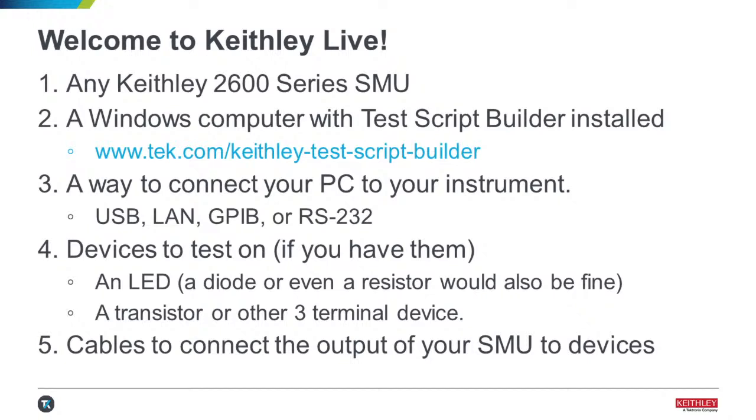You'll need, of course, a way to connect your PC to the instrument. The 2600s have USB, LAN, GPIB, RS-232. And some devices to test on. I'm going to be using an LED and a little FET transistor that I have. If you don't have these, of course, you can just leave the connections open. That'll be fine. You just won't get interesting data back, of course.